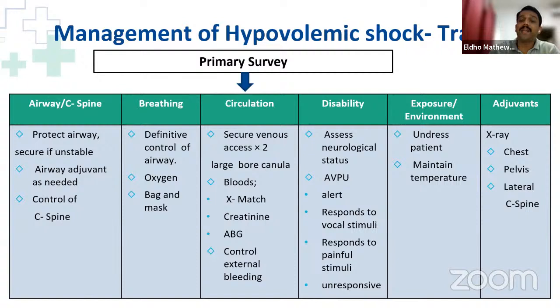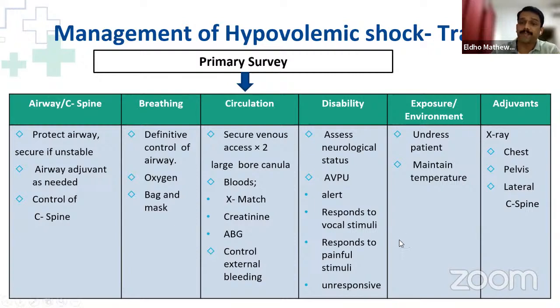And for disability, we are checking the neurological status of the patient. We can check the Glasgow Coma Scale, and also the alertness of the patient to vocal stimuli and pain stimuli, and if the patient is unresponsive, we have to assess the patient's sensorium. And also we can check the GCS, so we will get an idea about the progression of the shock.